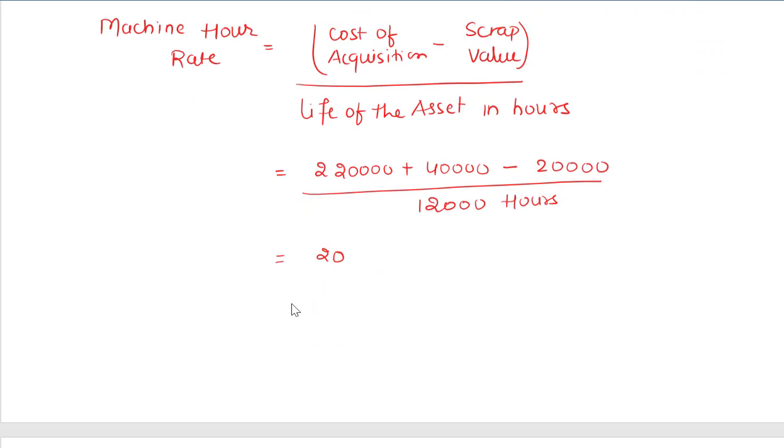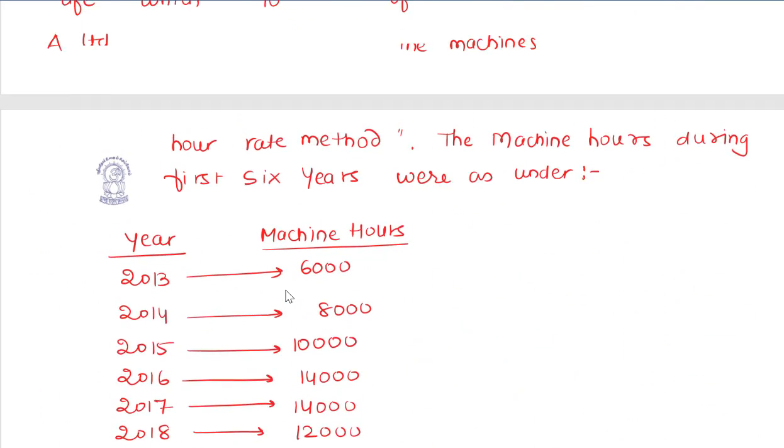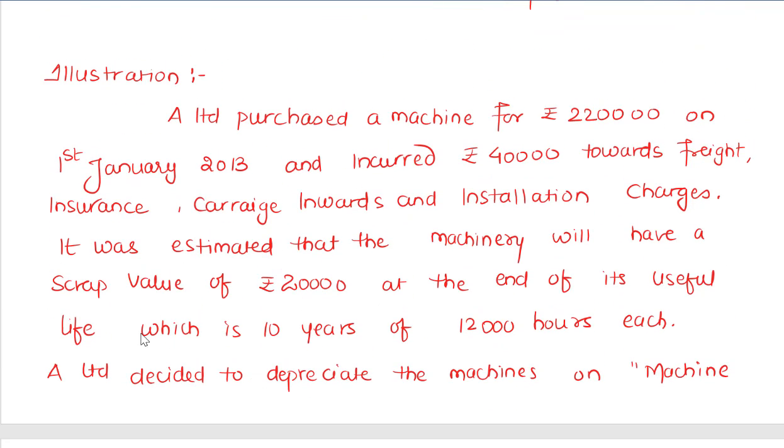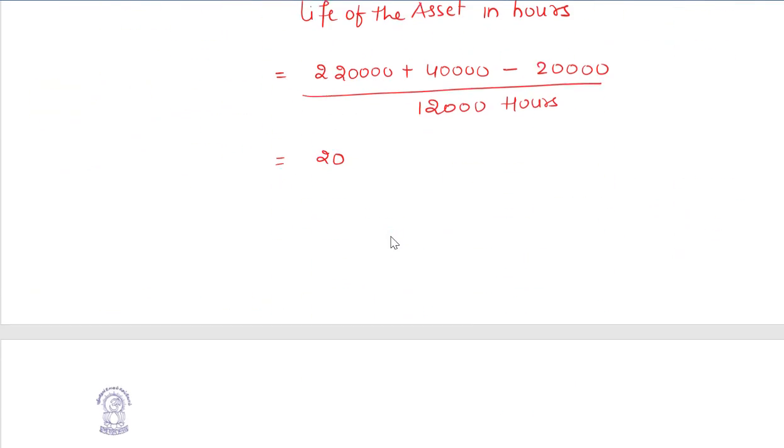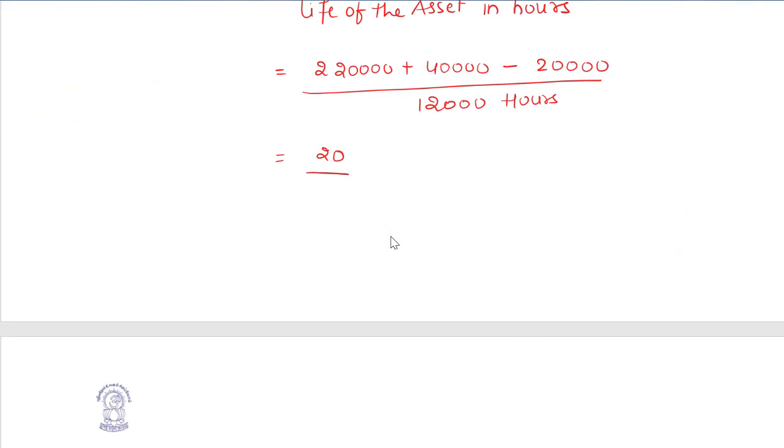It is 20, but this is for 10 years. It is given in the question: life which is 10 years of 12,000 hours. 12,000 is for 10 years, so actually it is 1,200 hours per year. So divide by 10, it equals 2 per hour. Rupees 2 per hour.